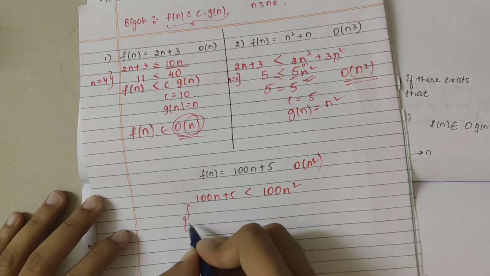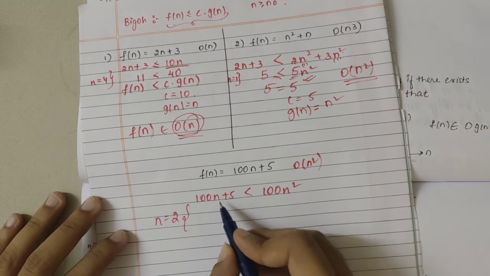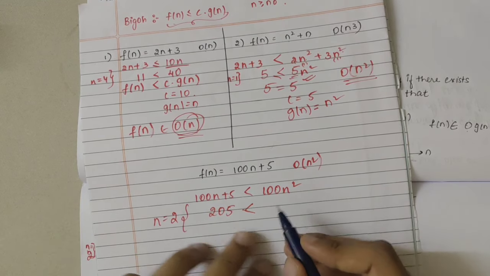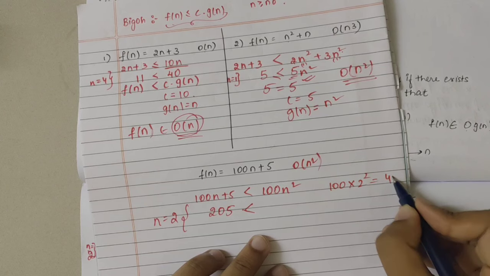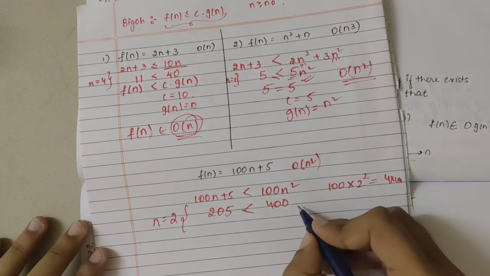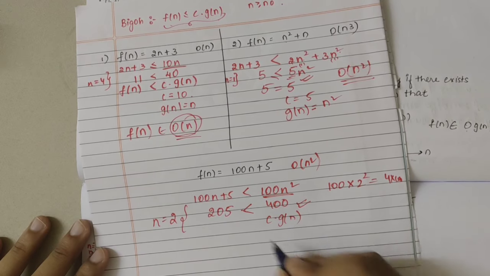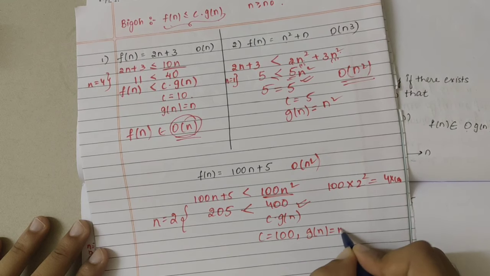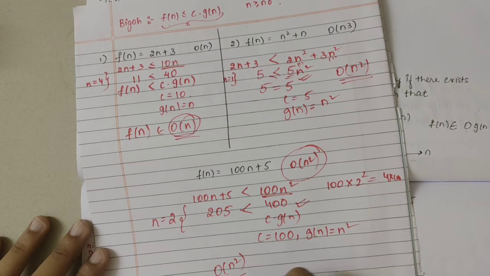So I'll take n value as 2 here. So 100 into 2, 200, 200 plus 5, 205 should be less than 100 into 2 square. 2 square is 4. 4 into 100 is 400. So 205 is less than 400. This condition is satisfied. So I can write c into g of n here. So here c value is 100, that is the constant, and g of n value is n square. So this condition is satisfied, order of n square.